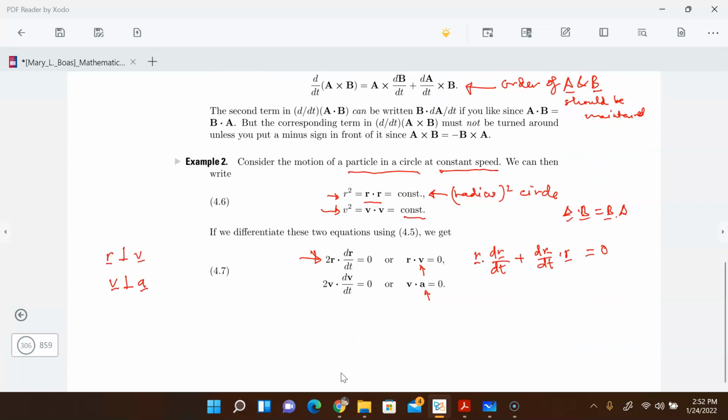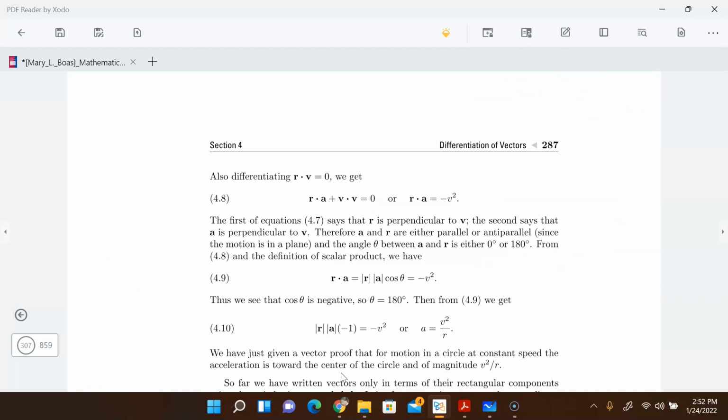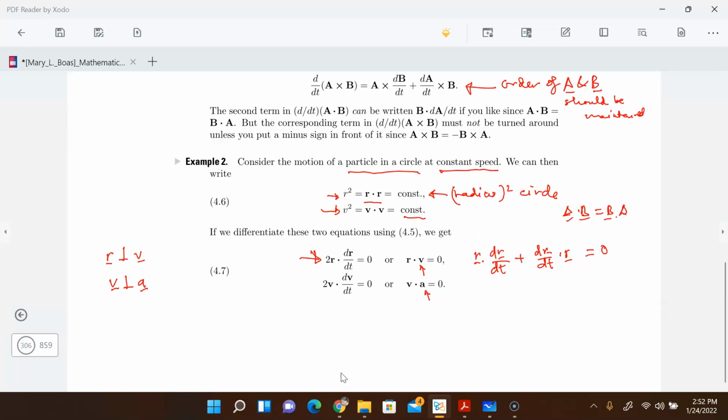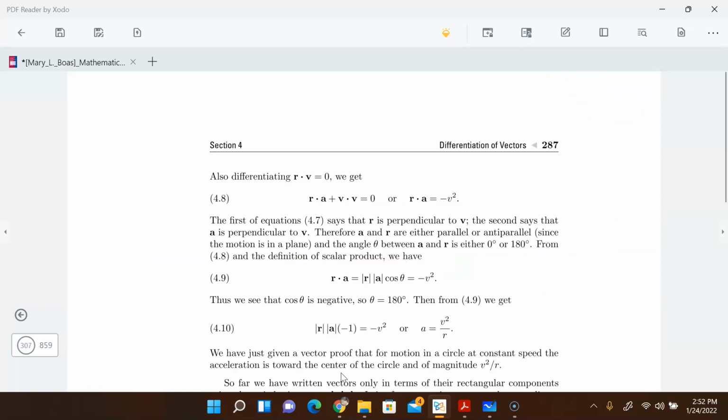And from the first equation here, you can again differentiate that. Differentiate r dot v equals 0, then you get r dot a plus v dot v equals 0 here. Or you can rearrange this, and this is r dot a equals minus v squared.